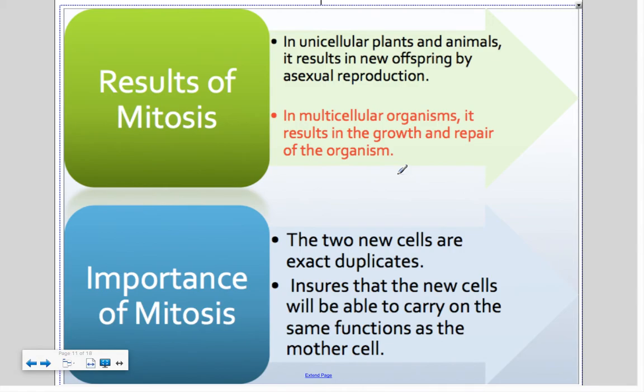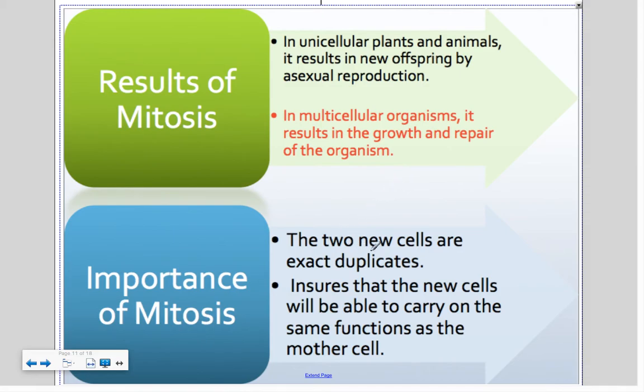As you grow as an embryo, you are dividing cells, you're developing that way. If you get a cut on your arm, our skin cells divide and repair that skin. And it's important for a few reasons. Obviously more than a few, but the main ones.